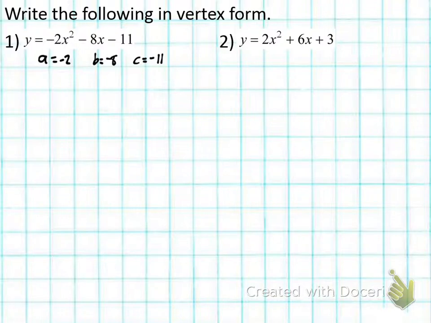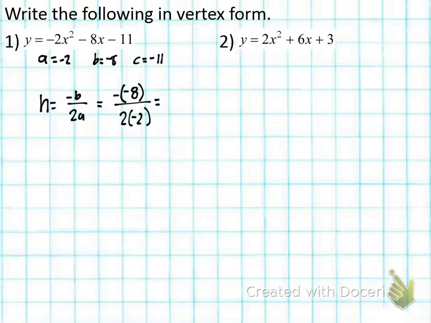Then we want to figure out negative b over 2a, because h will be equal to negative b over 2a. So we have negative b, and b is negative 8, putting that into parentheses, over 2 times a, 2 times negative 2. We know that negative negative 8 is positive 8, and 2 times negative 2 is negative 4. 8 divided by negative 4 is negative 2. So our h is equal to negative 2.